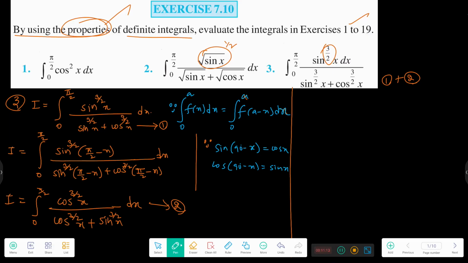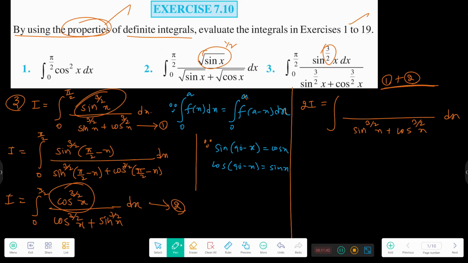Right, fine. Now when I add 1 and 2, on the left hand side I get I plus I, which is 2I. In the denominator you can notice sin power 3/2 x plus cos power 3/2 x, and here also the same sin power 3/2 x plus cos power 3/2 x. Same denominator, so you can write it one time, with dx. And the numerators you can add as they are, whatever sin and cos we have in the numerator.